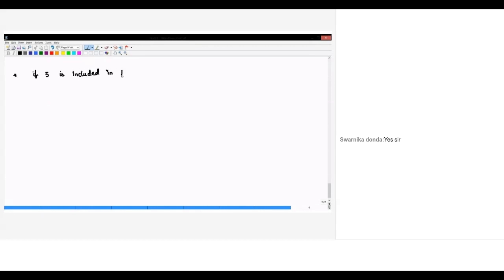If 5 is included in the product, remember, 5 into all the other unit digits odd, then you can say the answer is 5. 5 into, even if one of the unit digits is even, therefore simply the product becomes 0.